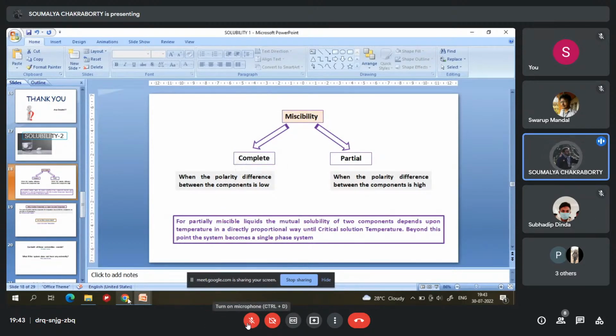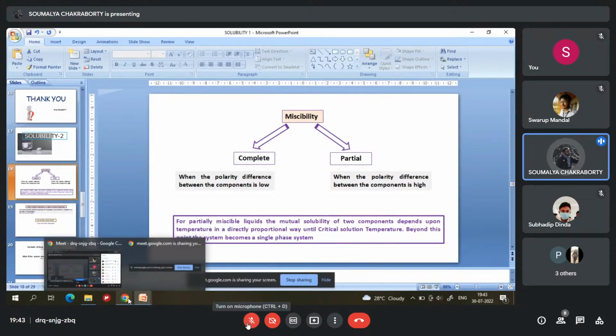Prior to that point, we have to remember that the solubility of a liquid in a particular liquid is not called solubility, it is called miscibility. So this is the basic difference between solubility and miscibility. Solubility is basically the solubility of a solute in a liquid solvent, and the solubility of a liquid in a liquid solvent is called miscibility. That miscibility can be complete, maybe partial also.